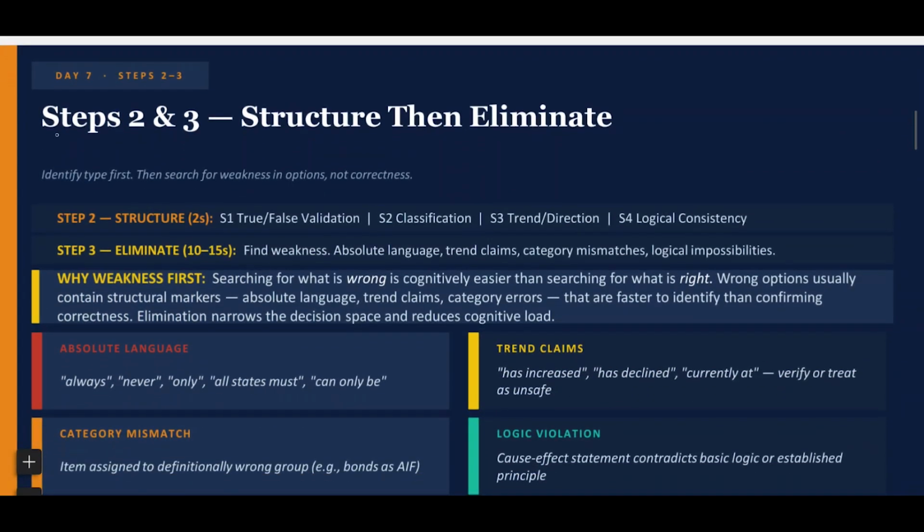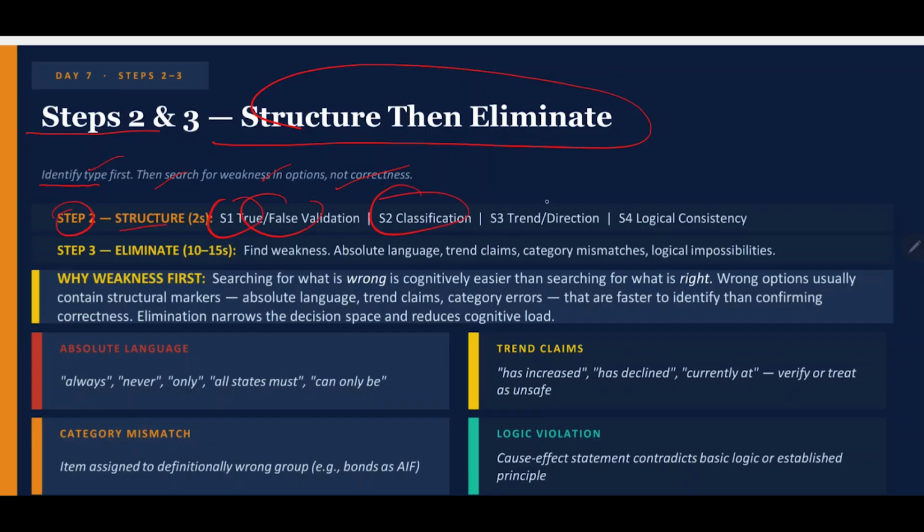Now step 2 and step 3. Structure, then eliminate. Identify the type first, then search for weakness in options, not correctness. Step 2, structure. Structure 1: true or false validation. Structure 2: classification. Structure 3: trend or direction. Structure 4: logical consistency. Then comes step 3, eliminate, 10 to 15 seconds.